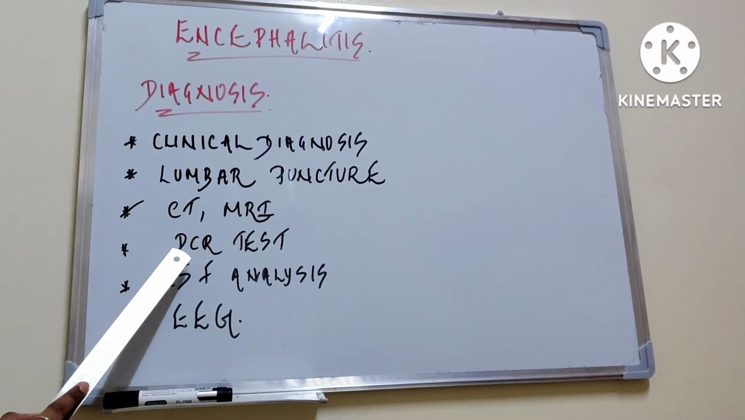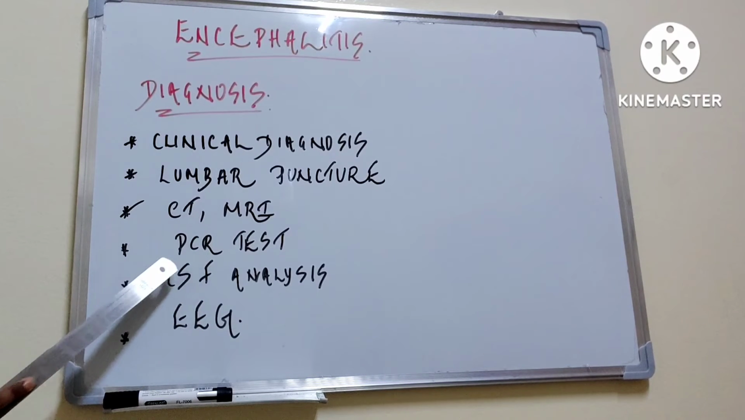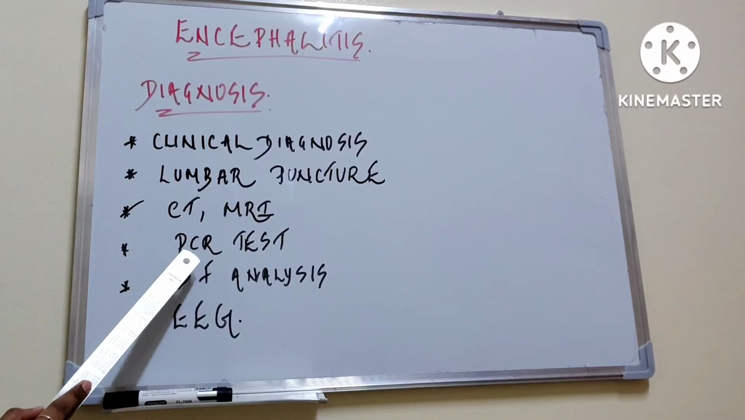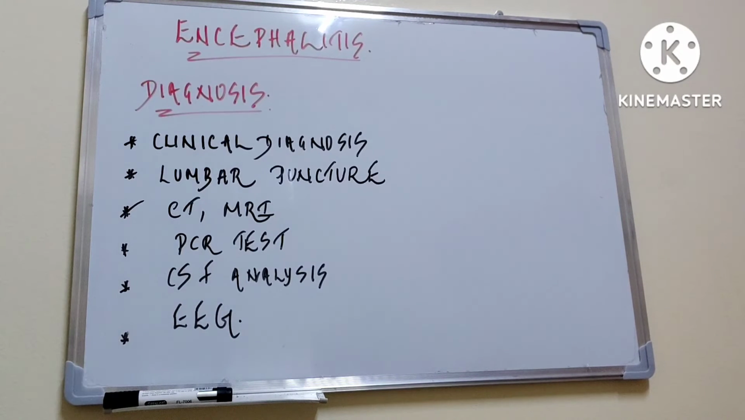And the next one is the PCR test. After the coming of corona, we are more used to the word PCR test. So the PCR test is one among the diagnostics used for ruling out encephalitis. The next one is CSF analysis. The cerebrospinal fluid needs to be analyzed to rule out whether the patient has encephalitis or not.